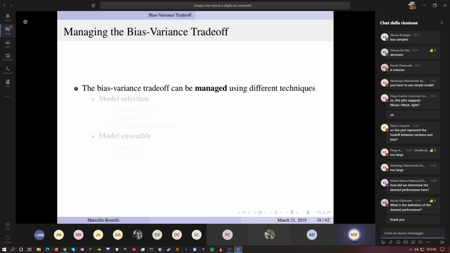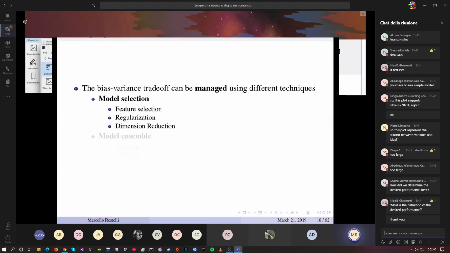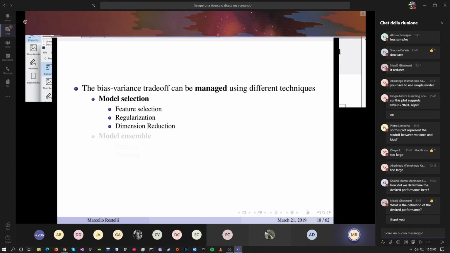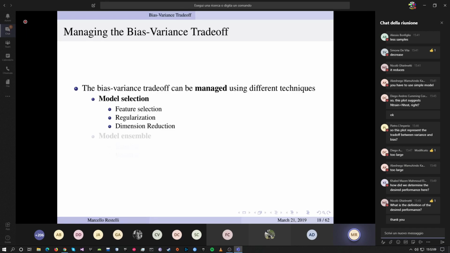Okay, so how can we find a trade-off, how can we change the model now in order to find this trade-off between bias and variance? What we have to do is what is called model selection. Model selection is the topic of trying to search the proper model complexity in order to balance bias and variance. And we will see some approaches like feature selection, regularization, dimensionality reduction. And then we will see another set of techniques for managing the bias-variance trade-off, the one related to the model ensemble.